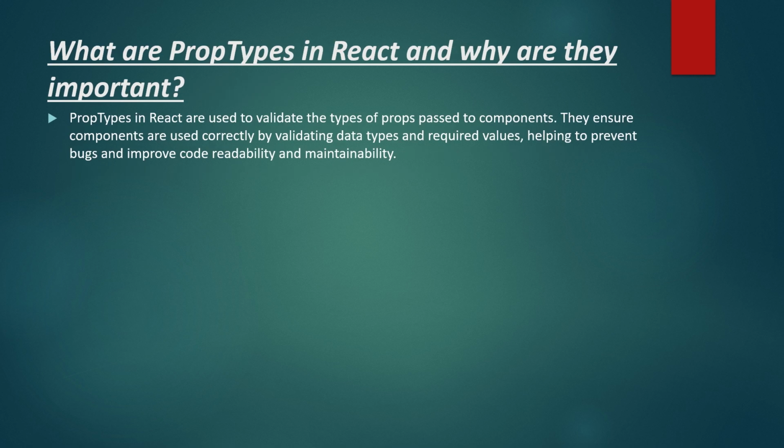Now let's move to the different question. What are PropTypes in React and why are they important? PropTypes in React are used to validate the types of props passed to components. They ensure components are used correctly by validating data types and required values, helping to prevent bugs and improve code readability and maintainability.